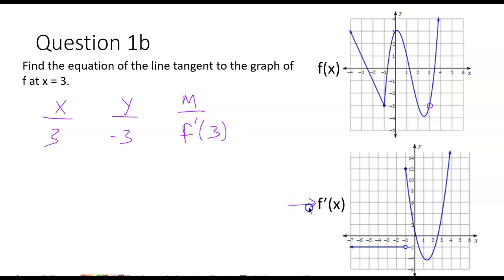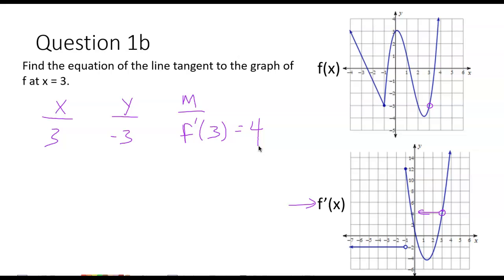So now I'm going to look at this graph, and I'm going to find where x equals 3 on this graph, and that's right there. And the slope is that height there, it's 4. So f prime of 3 is equal to 4. So that's different. So let's review.